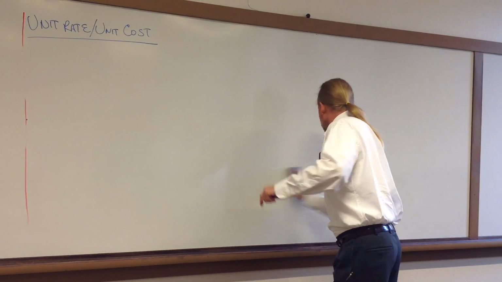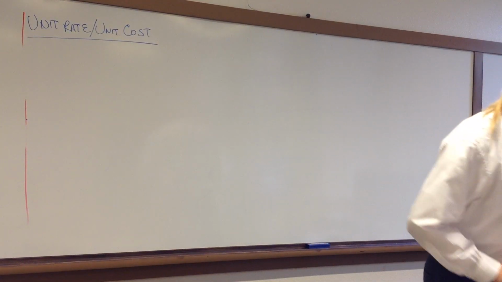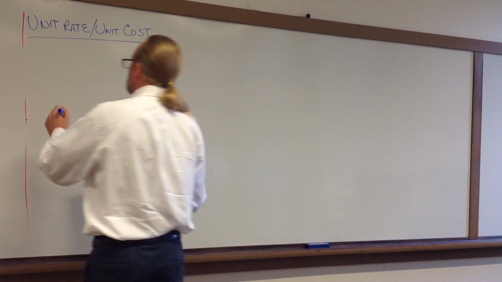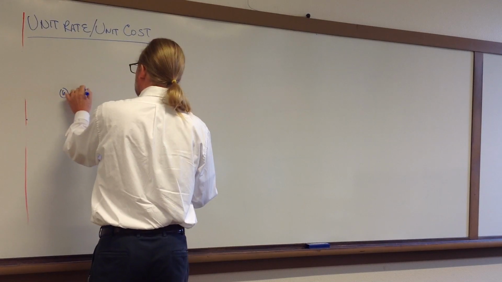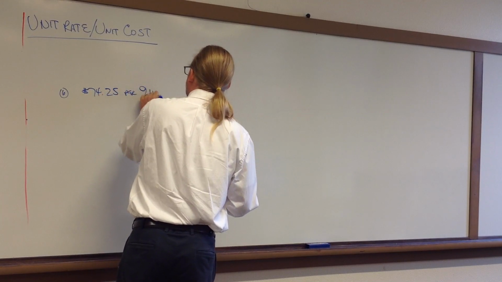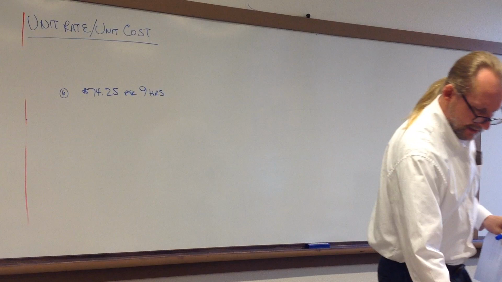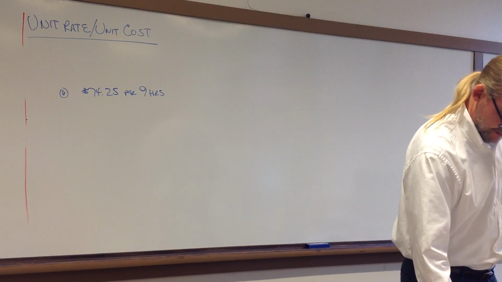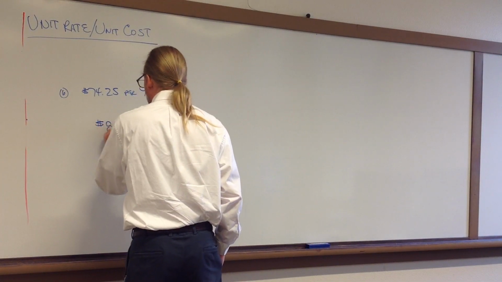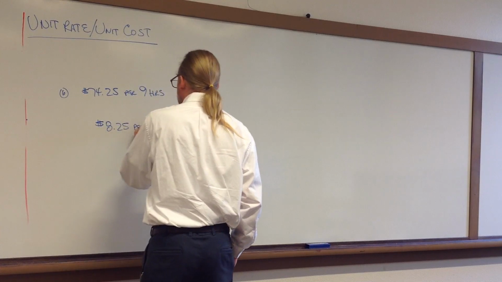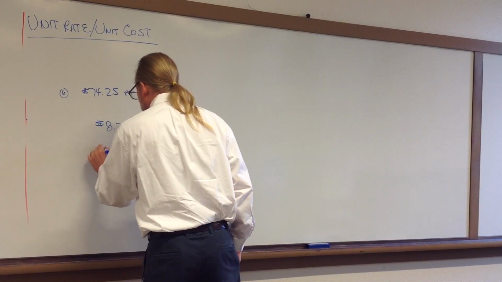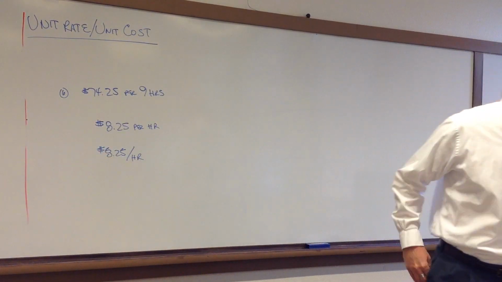All right, let's look at a couple more problems here. I think we have one more. These kind of straightforward ones. Problem 6. We've got $74.25 for 9 hours work. And so we got to take that 74.25 and divide it by 9. So that's $8.25 an hour. You can write it per hour. I also sometimes, again, use that fraction bar, $8.25 per hour.